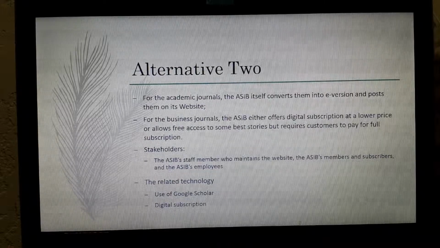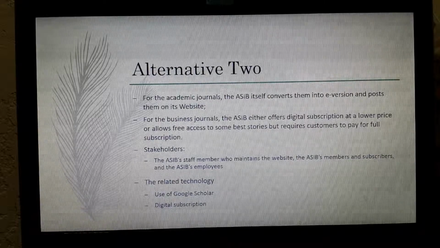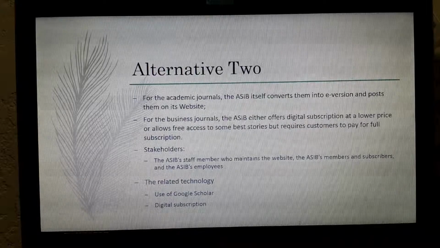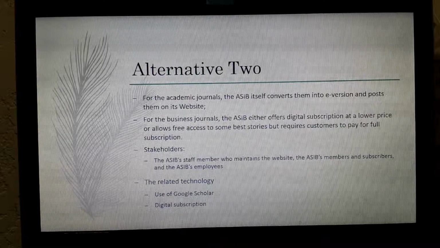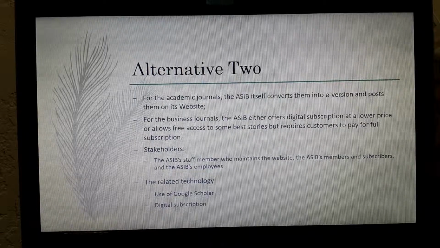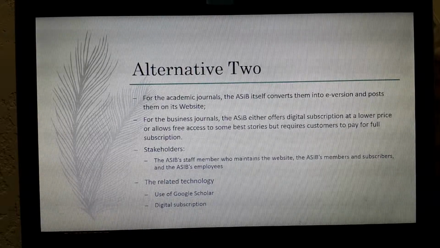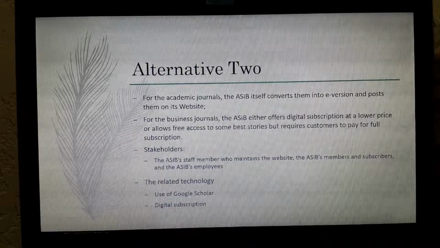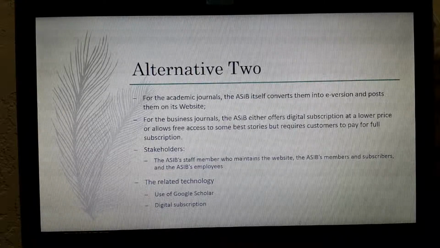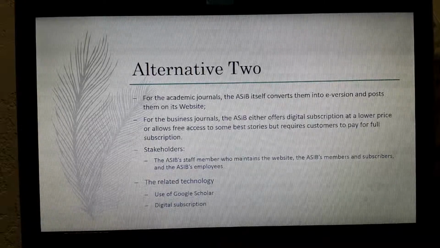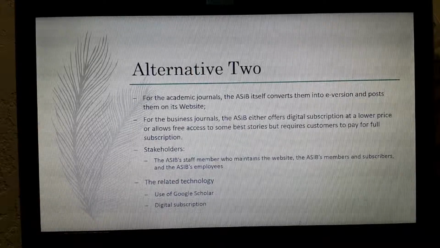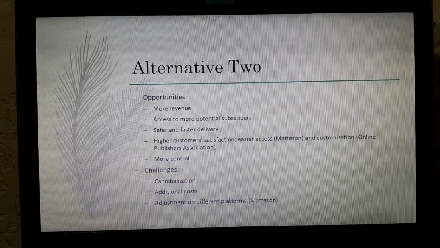The stakeholders of this alternative are the same as Alternative 1. Besides that, the ASIB staff member who maintains the website is affected because he or she will have to spend more time and effort to convert the content and post them on the website. The related technology involved is the use of Google Scholar and digital subscription.